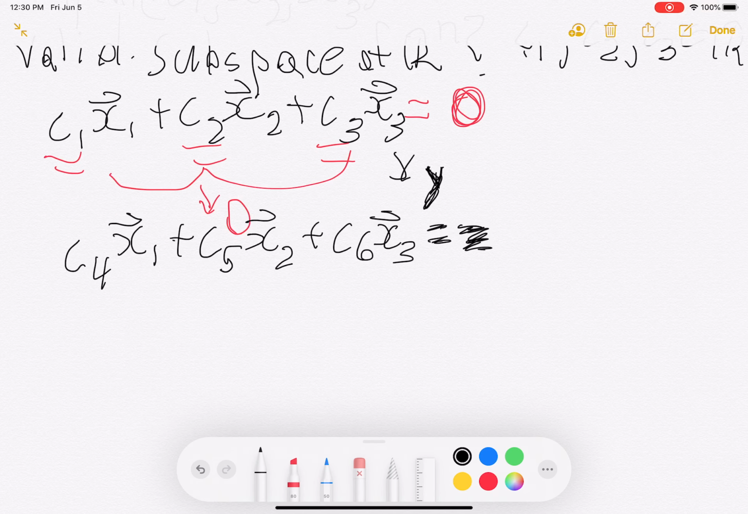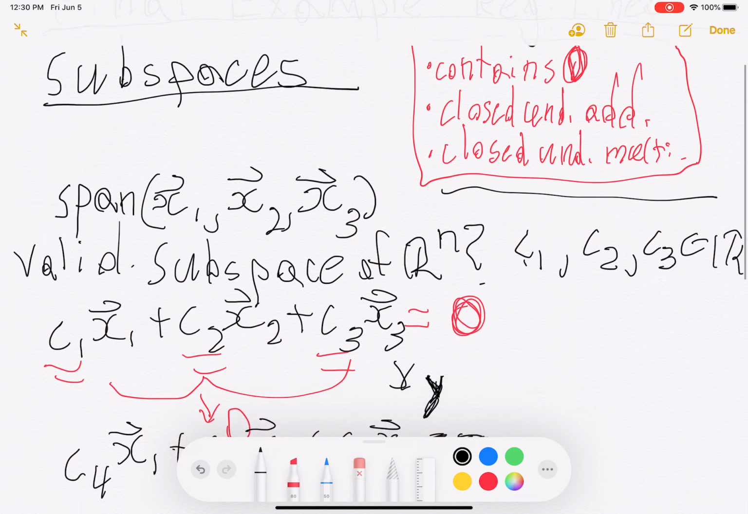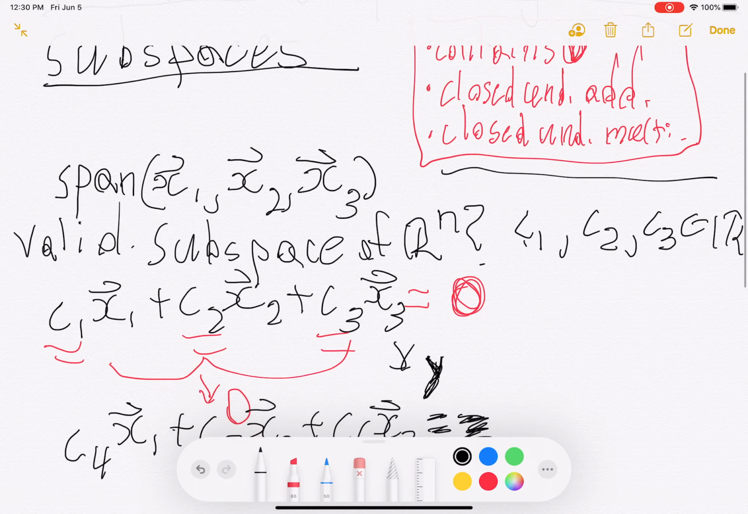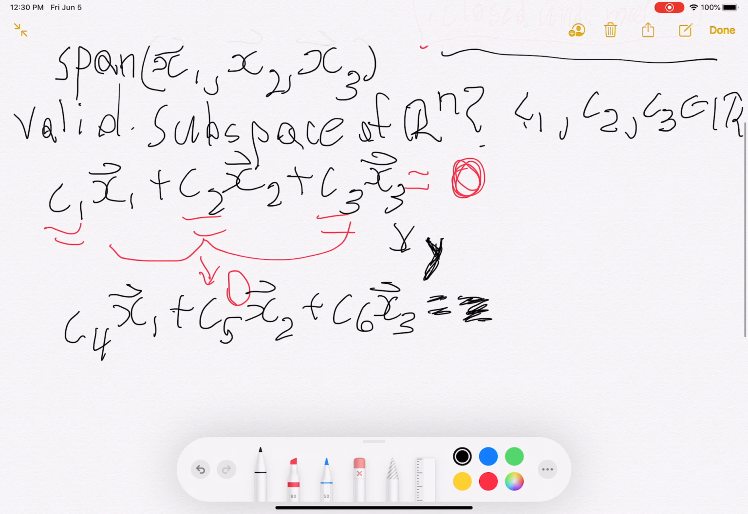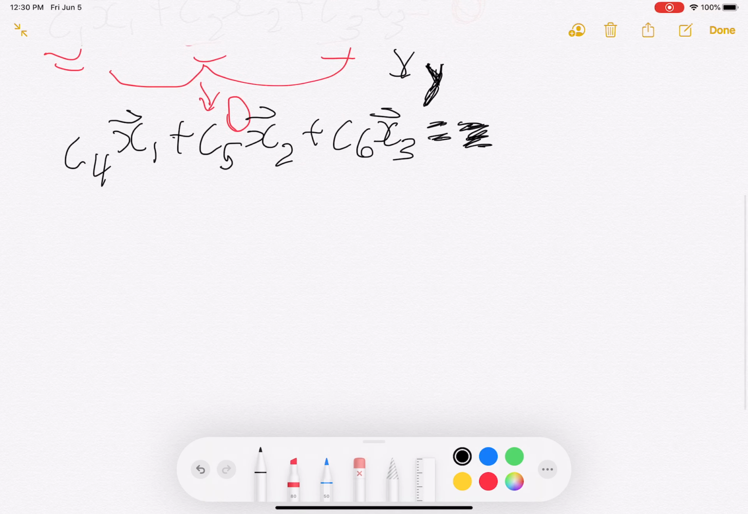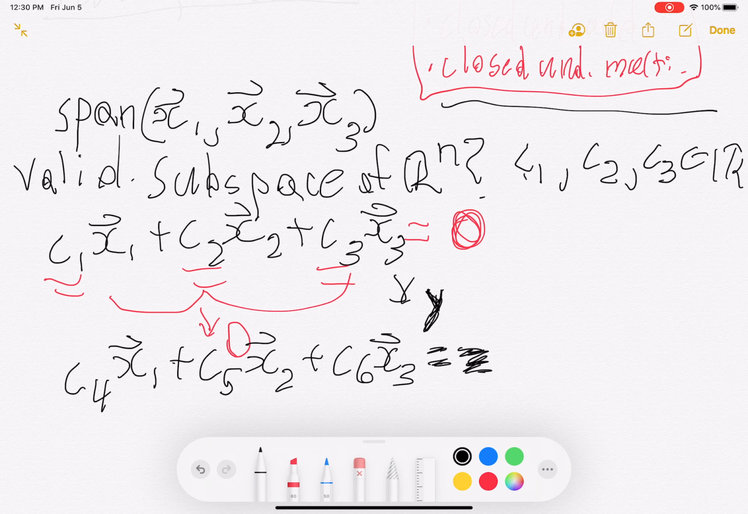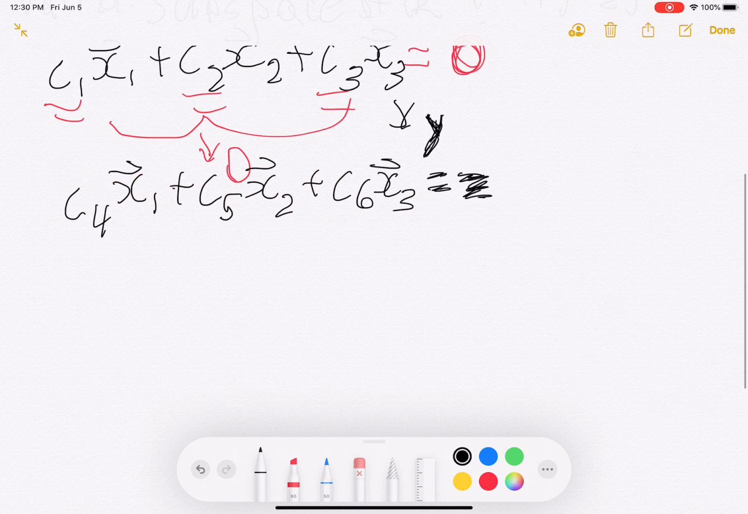Okay, so now we can add these two. This is because they're both a member of the span of x1, x2, and x3. I'm just abbreviating, instead of saying x sub 1, x sub 2, x sub 3, it's just much easier. So all those vectors. So let's find the sum of these two sets that are a member of this span here. So y plus z.